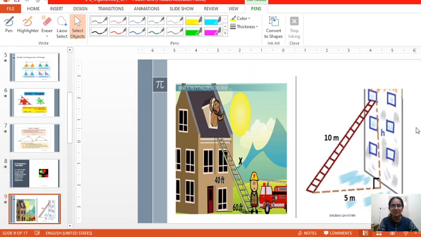Later, we solved sums related to Pythagoras theorem. We found the length of the ladder in this first figure by applying Pythagoras theorem. You can find the height of the window to which the ladder is attached by applying Pythagoras theorem. By applying Pythagoras theorem, you can find the unknown side of a right angle triangle when two other sides are given.